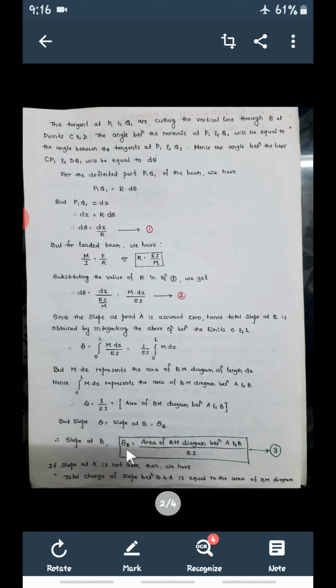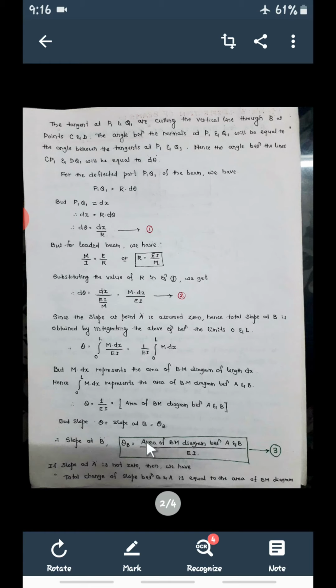Okay, so the slope at any point is equal to the area of the bending moment diagram between A and B. At A we have taken the slope as 0 and at B it is theta B. So theta B, the slope at B, is equal to the area of the bending moment diagram between A and B divided by EI.